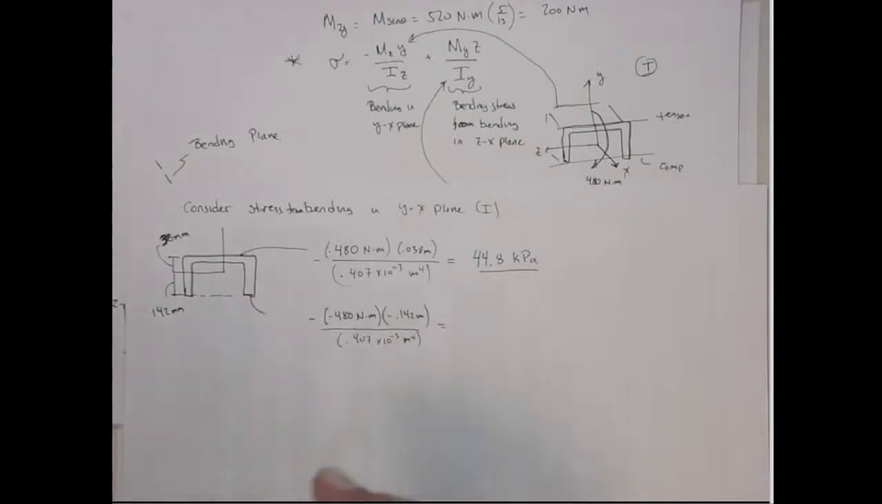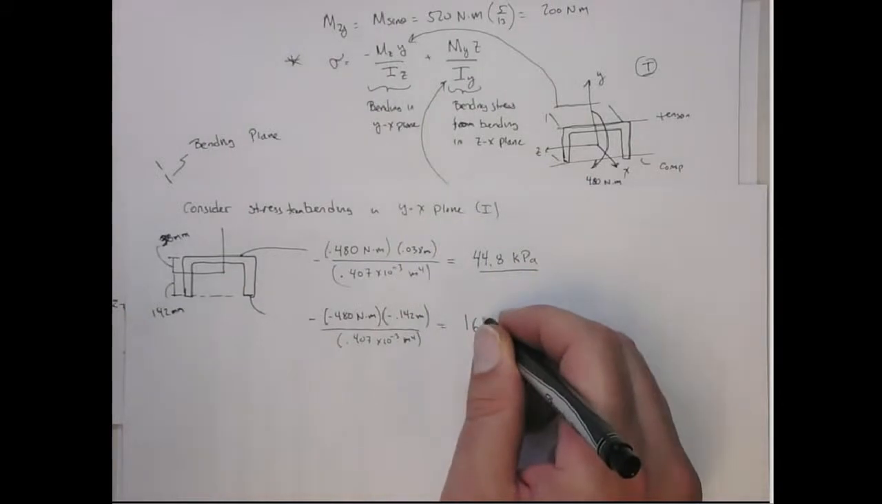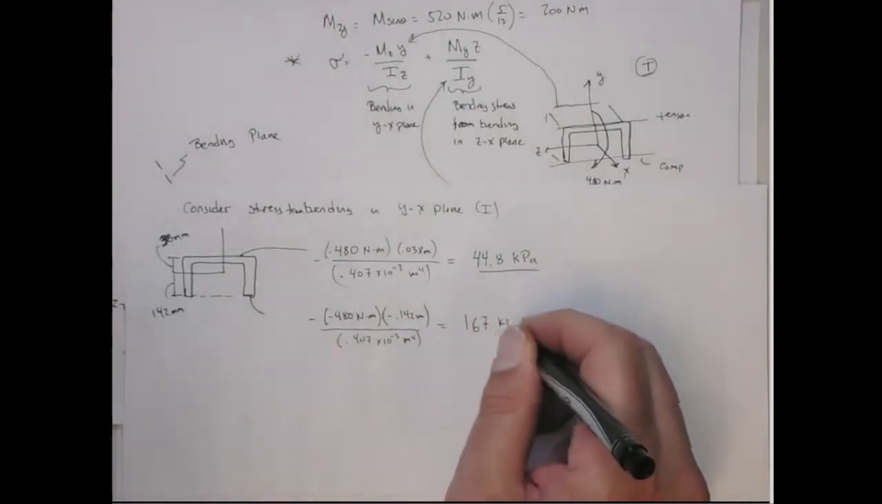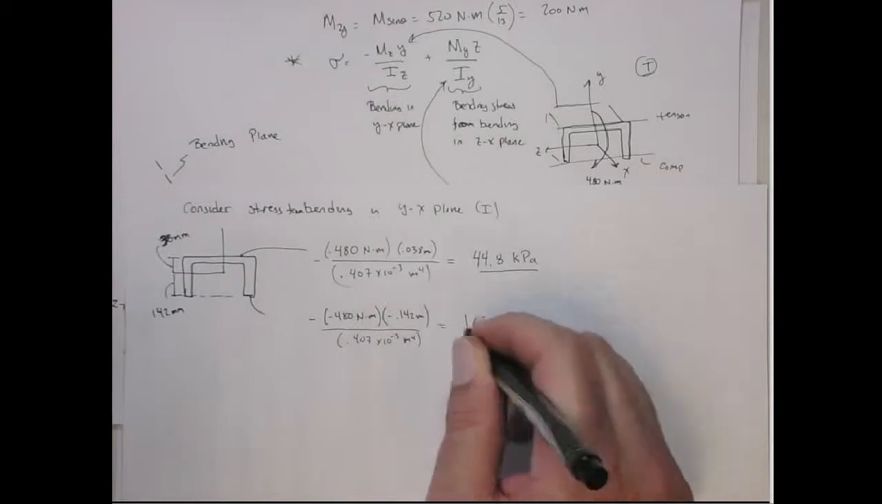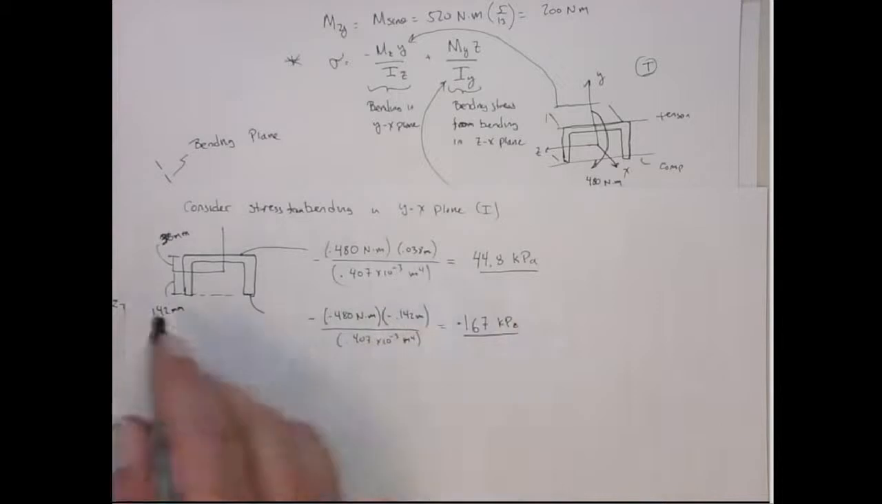167 kilopascals in compression. Okay? Along this whole edge, that's what we have. We're in compression, 167 kilopascals.